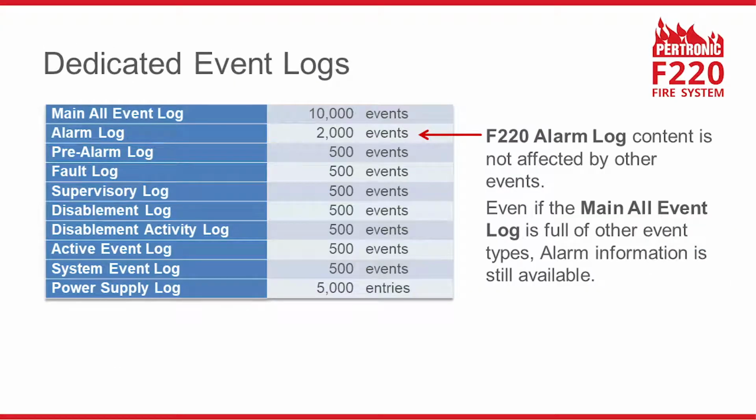F220 systems have dedicated logs for each type of event. So even if the main all-event log fills up with other types of events, you can still get information about the last 2,000 alarms from the alarm log.